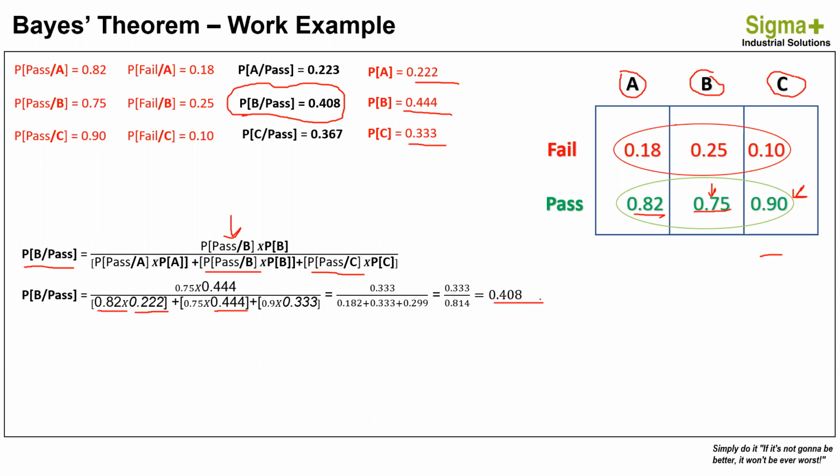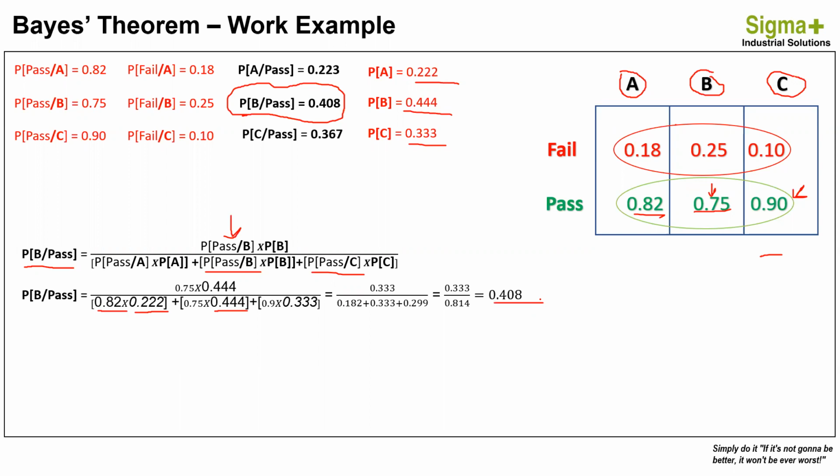and that will be equal to 40.8%. So the probability that the product is a B type under the condition that it has passed the test will be 40.8%. So as you can see, the difference here is that we don't know the numbers of units for the different products. So through the Bayes theorem, we could calculate those probabilities.